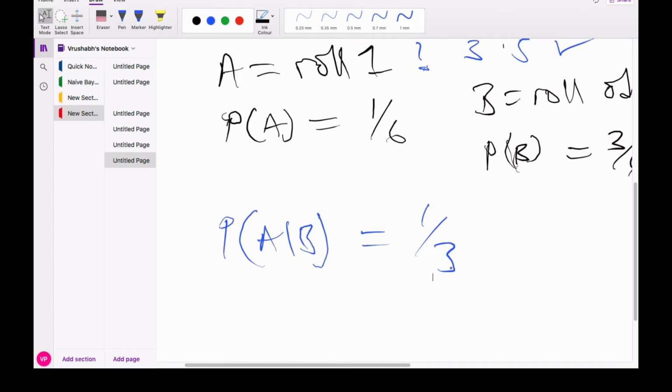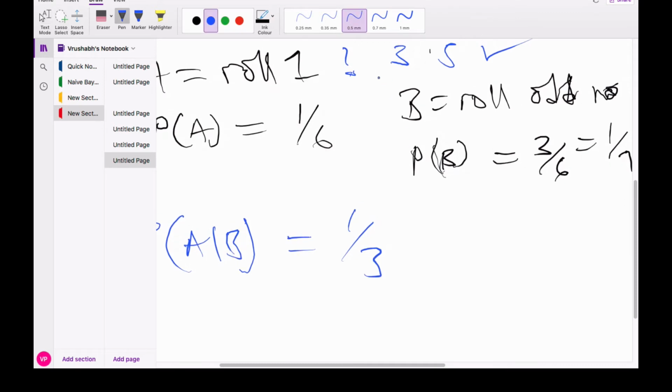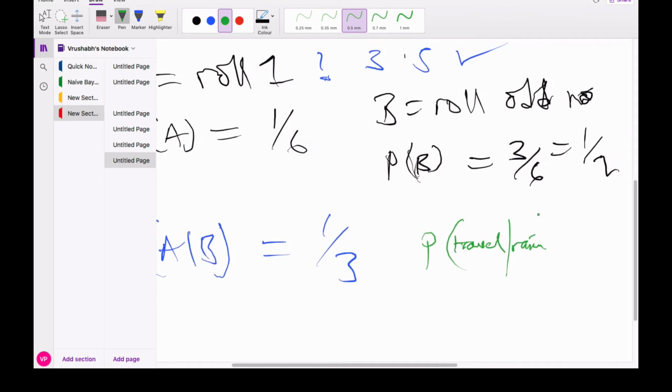Okay, so it's basically like, let me change this one. It's like you say, what is the probability of you traveling? The probability that you will travel, given that it will rain tomorrow. So basically that's how it is.